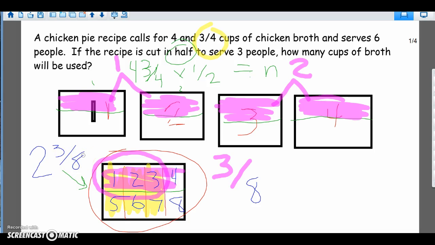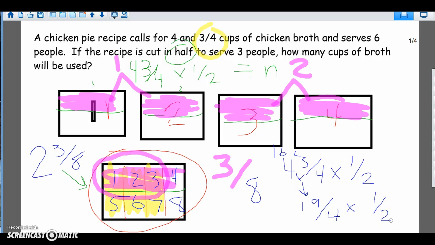Now, if we take our focus to an algorithm, which is 4 3/4 times a half, we're going to change this mixed number to an improper fraction. By doing that, we're going to multiply the denominator by the whole number, so 4 times 4 gives me 16. And then I'm going to add the numerator, which gives me 19/4. And I'm going to multiply that by a half.